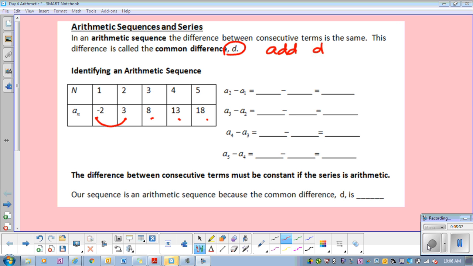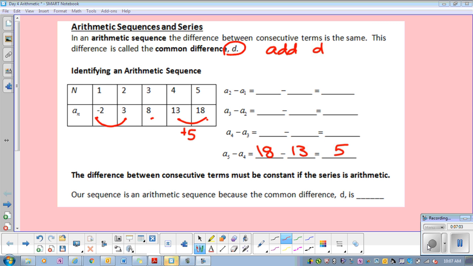18. Subtract the 1 right in front of it. So 18 minus 13 gives me what? What's 18 minus 13? 5. Positive 5, right? So that means we add 5 there. Their difference is a positive 5.